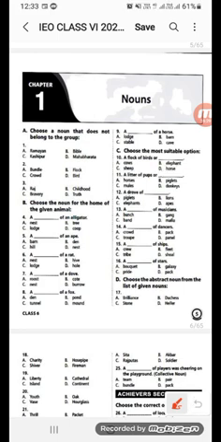Number 12. A drove of dash. This collective noun we use to address a group of elephants. So the correct answer will be option C. A dash of musicians. To address a group of musicians, we use the term band. Now number 14. A dash of dancers. To address a group of dancers, we use the term troupe.